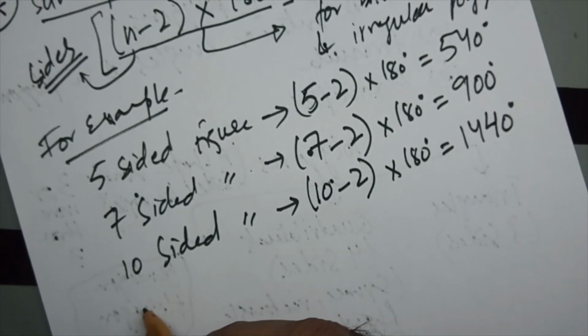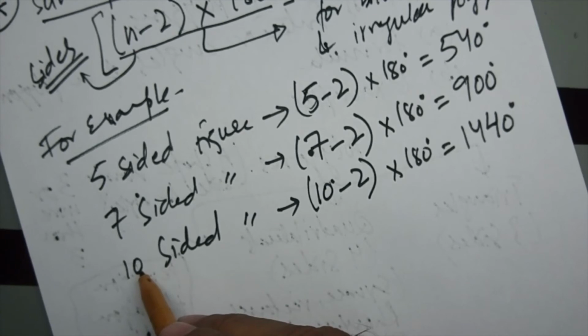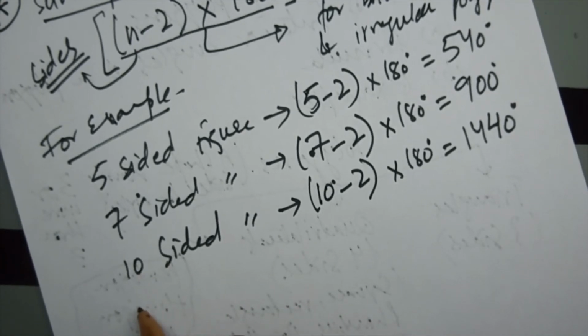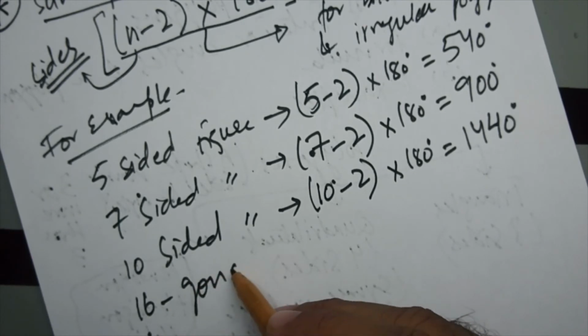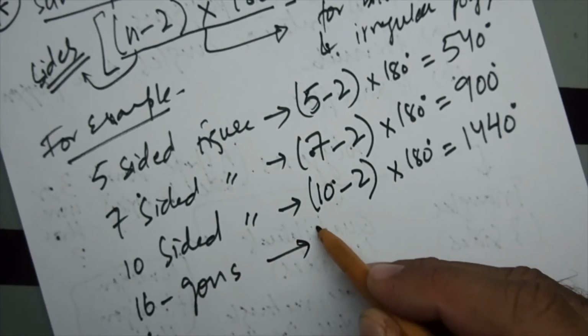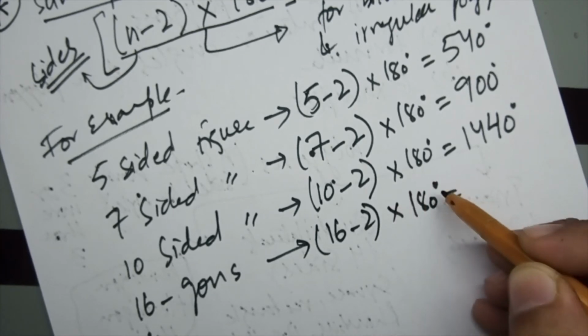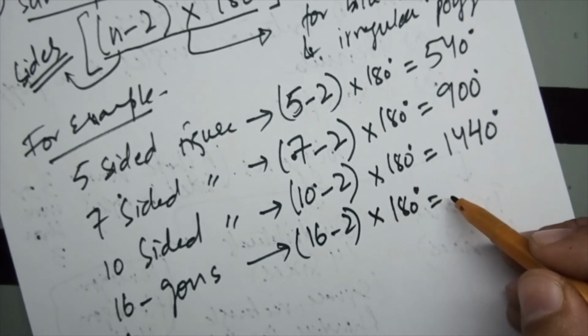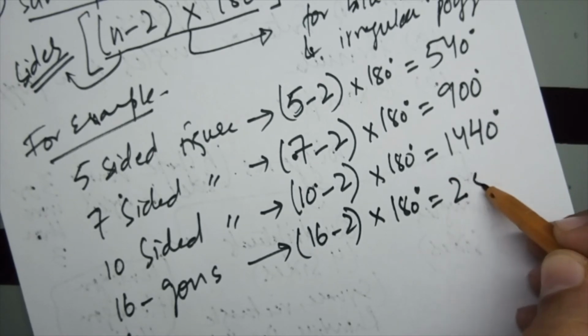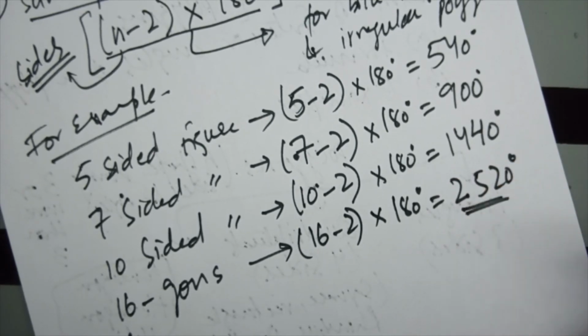And if we have a figure more than 10-sided, so if I want to find out the sum of interior angle of a 16-sided figure, right? So I will use the same formula, that is 16 minus 2 multiplied by 180 degree, and the sum of the interior angle of a 16-sided figure is 2520 degree. Okay.